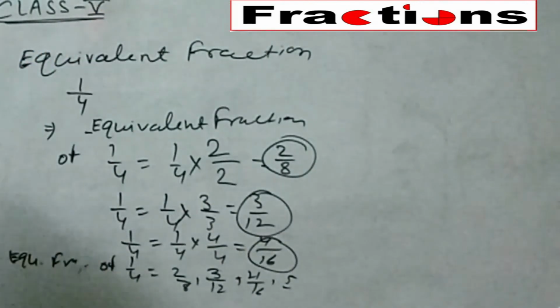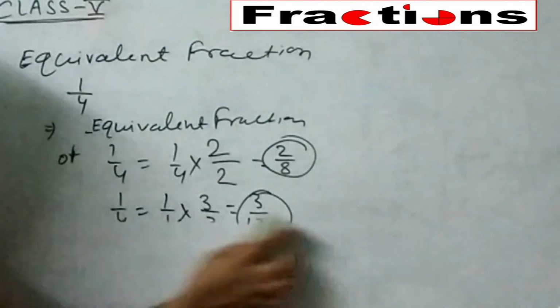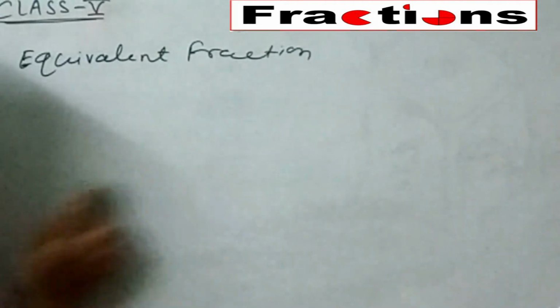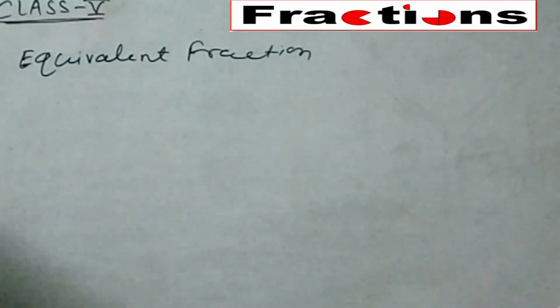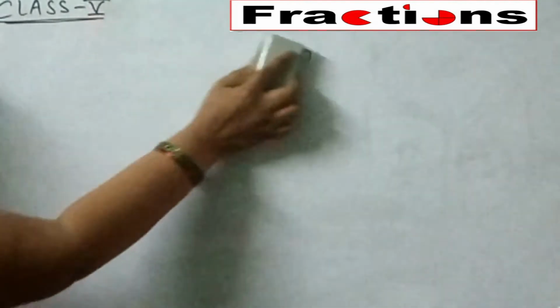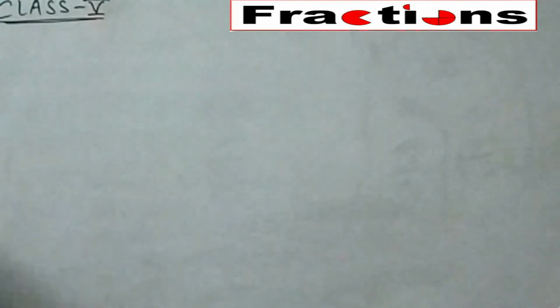So for finding the equivalent fraction, we have to multiply by a number. The same number we have to multiply with the numerator and denominator. Then we will get the next equivalent fraction. How to find the equivalent fraction? By multiplying the same number with the numerator and denominator of the given fraction.